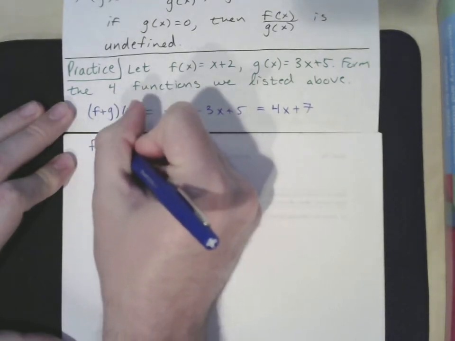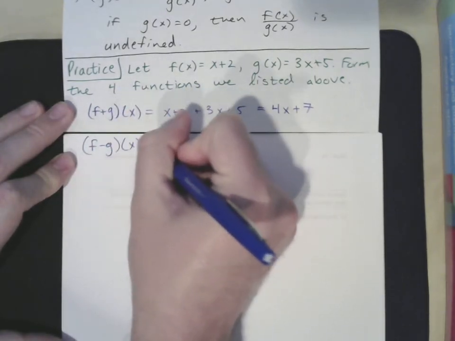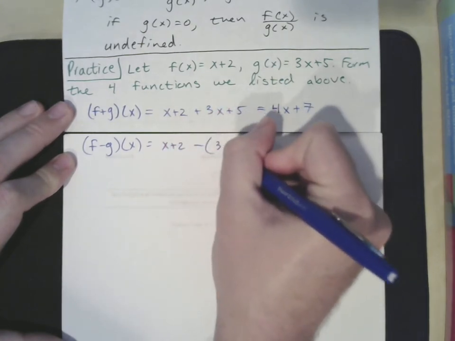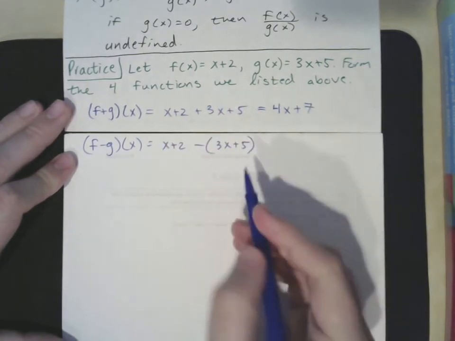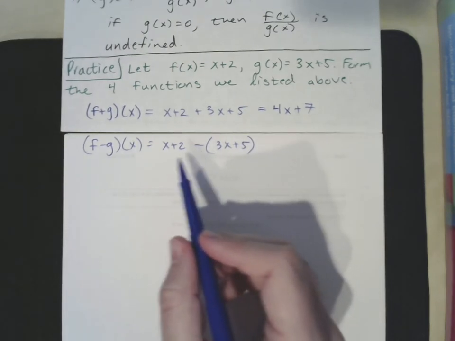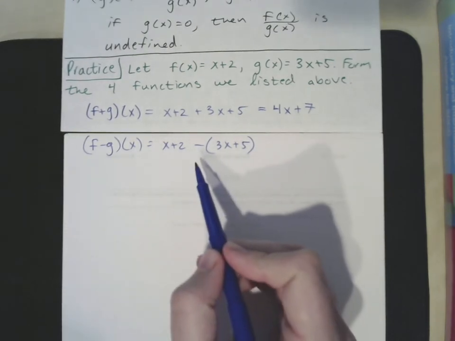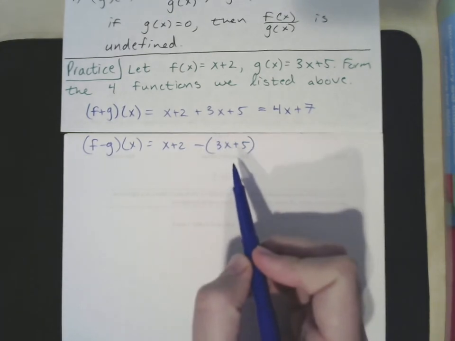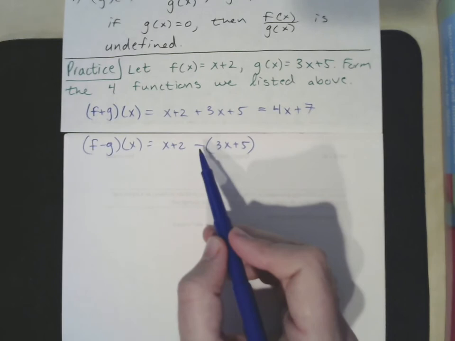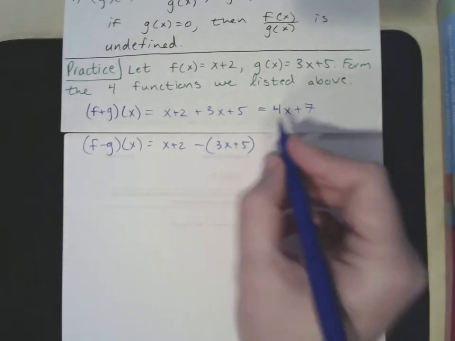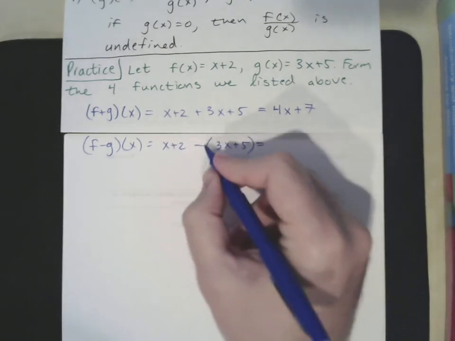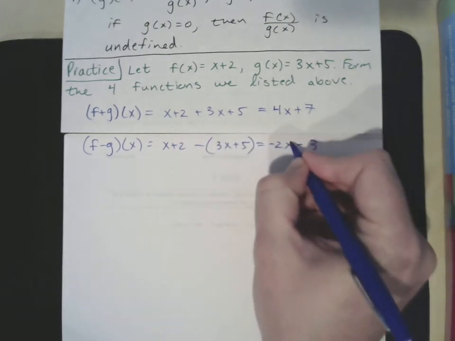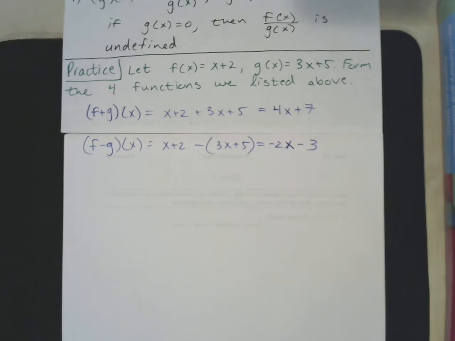F minus g is x plus 2 minus 3x plus 5. Now this is an important part here in the subtraction algebra function. We have to make sure that we put parentheses around the second function because we're subtracting the whole thing, not just the first term. So make sure you got those parentheses. And this becomes x minus 3x is negative 2x, and 2 minus 5 is negative 3. So negative 2x minus 3.